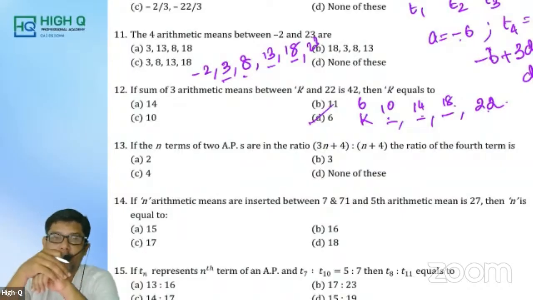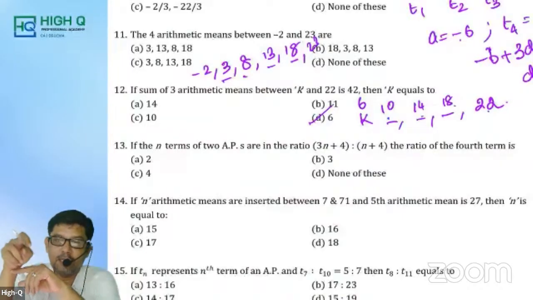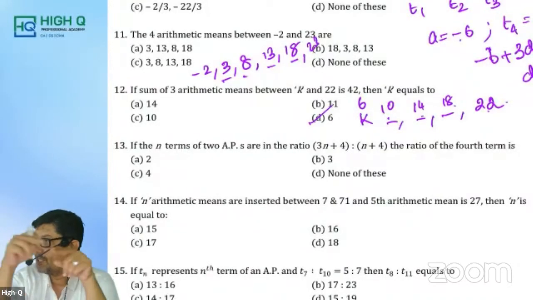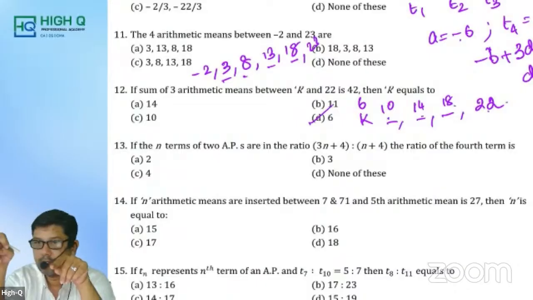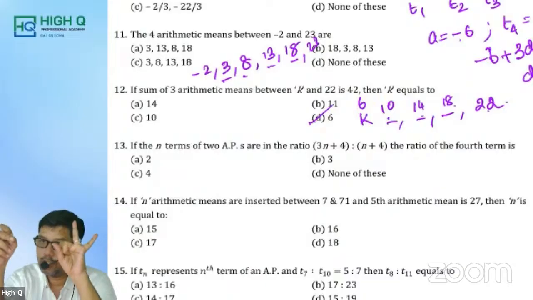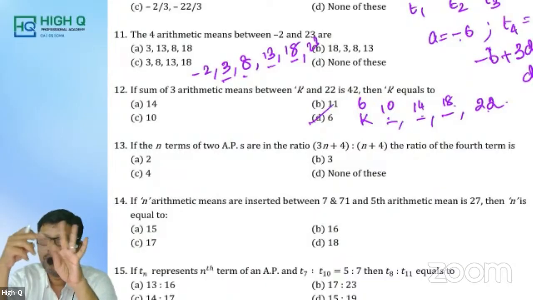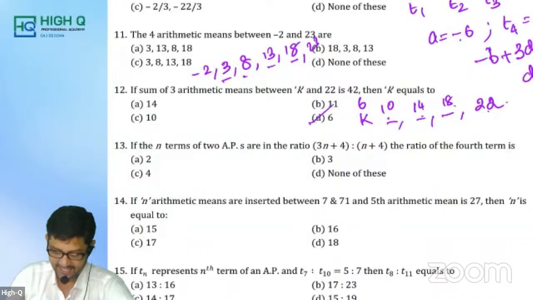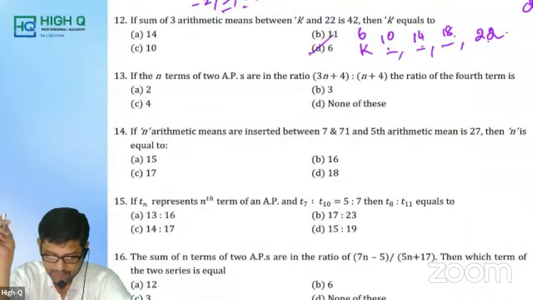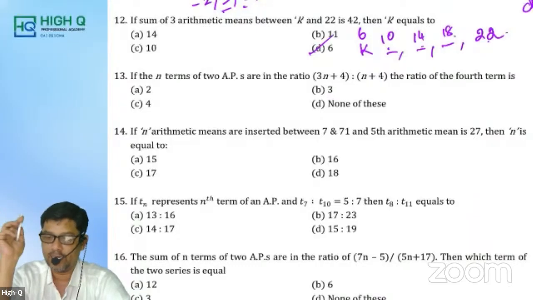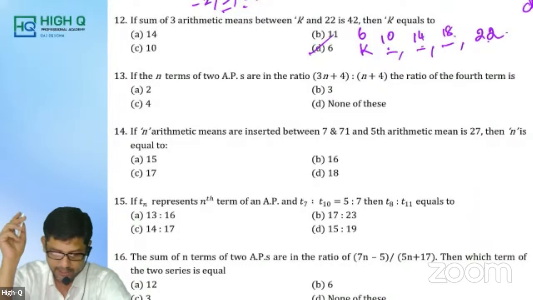What if I take 3? 10 plus 3, 13. 13 plus 3, 16. 16 plus 3, 19 plus 3. But the sum is not equal to 42. 6 plus 3, 9. 9 plus 3, 12. 12 plus 3, 15 plus 3. Not coming, na? Next. You want to know the shortcut for the next question, my dear? This is where the tricks are going to come. Are you all ready to learn the tricks and hacks? Yes, get ready, my dear.